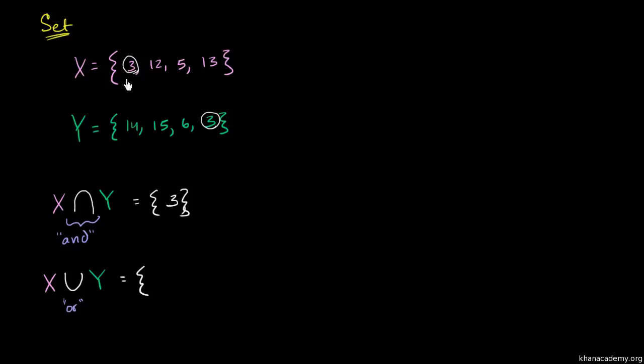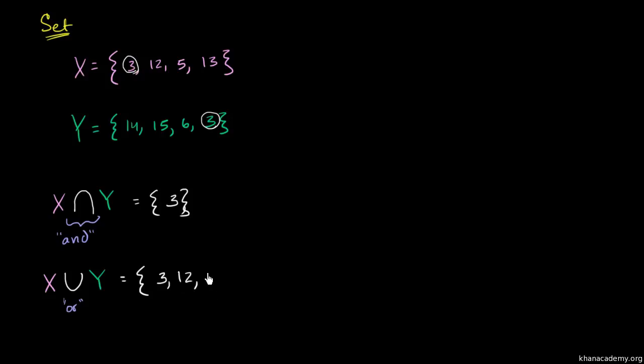The key here is that a set is a collection of distinct objects. The way we're conceptualizing things right here, this is the number 3. This isn't like somebody's score on a test or the number of apples they have, where you could have multiple people with the same number of apples. Here we're talking about the object, the number 3. So we can only have a 3 once. But a 3 is in X or Y, so I'll put a 3 there. A 12 is in X or Y.